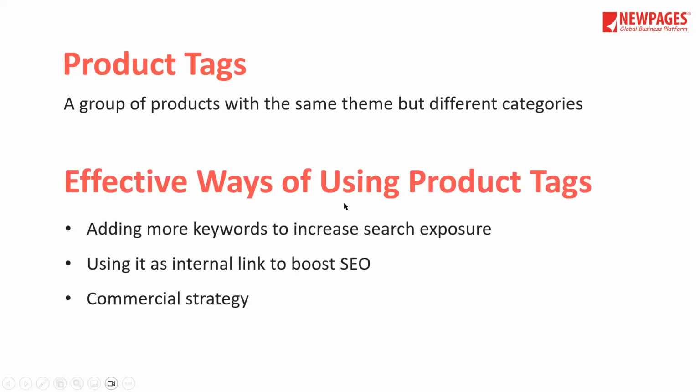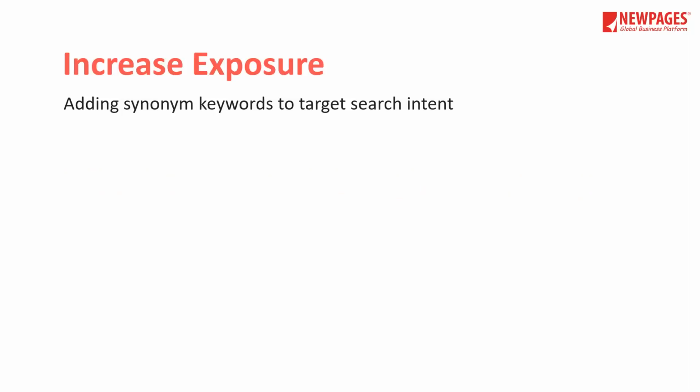In today's lesson, I'm going to share with you these effective ways of using product tags. First is by adding more keywords to increase search exposure. The second one is using it as an internal link to boost your SEO. And of course, the last one, you can use it as a strategy for commercial purposes. So let's go with the first one, to increase your search exposure.